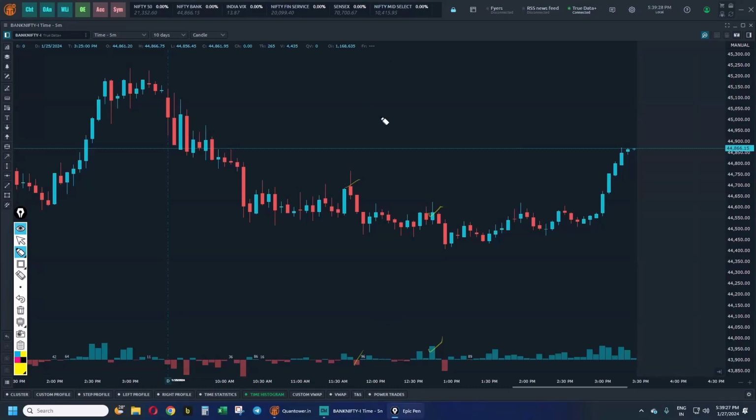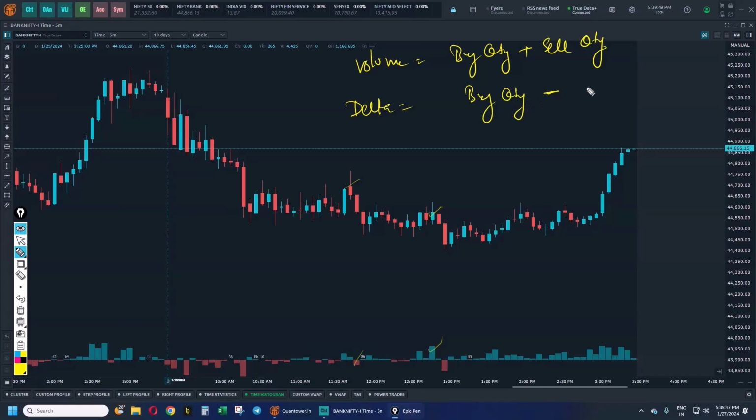Okay, but what exactly is delta? Simply, volume was buy quantity plus sell quantity. Here, the delta is buy quantity minus sell quantity. It means it is just giving you the net leftover. You can say, right? Net quantity that are there.